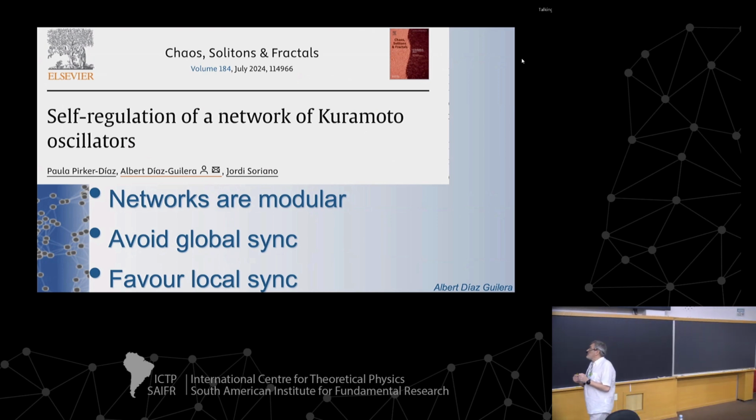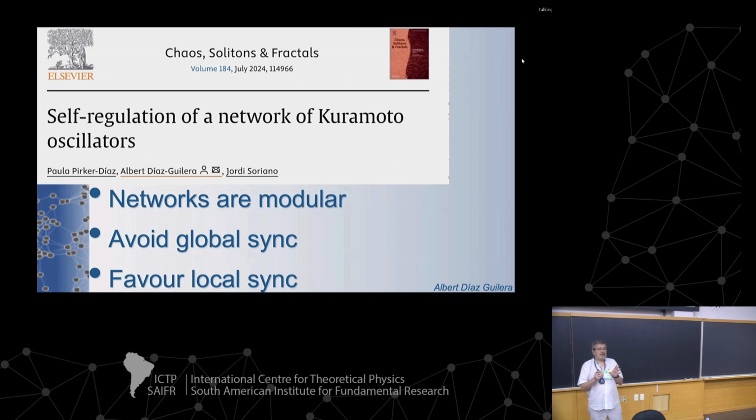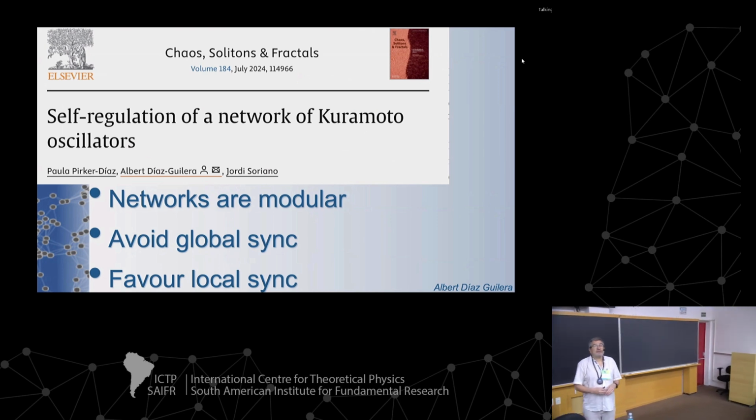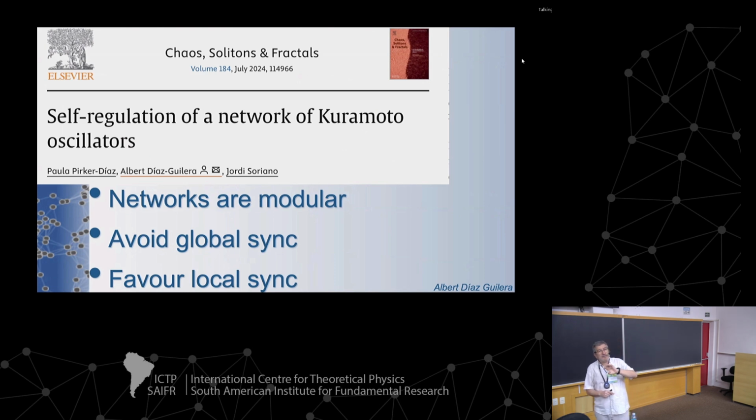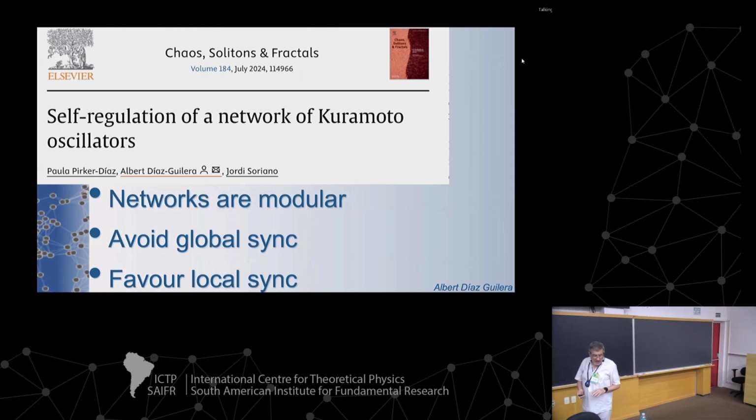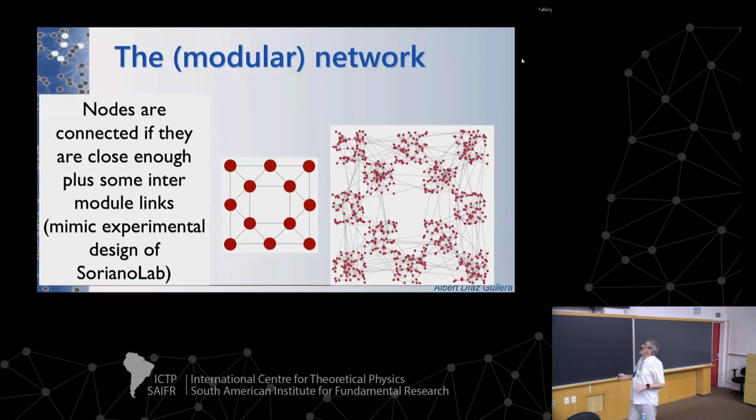Okay, and this was our purpose here. The idea is that networks in the brain, and many networks in the world, we know that they are modular. So we should have something that tries to avoid global synchronization, but tries to keep local synchronization, because this is the key point. We need to get this balance between what happens globally and what happens locally.